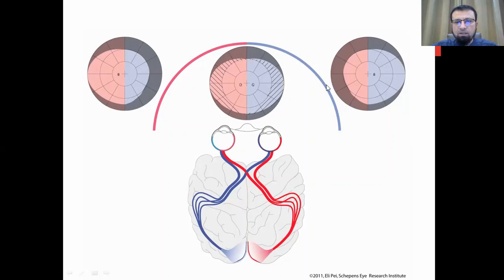All the vision and the picture, the blue here, will go to the left side of the brain. And the red one will go to the right side of the brain. So the right side of the brain is responsible to see left. The left side of the brain is responsible to see right.